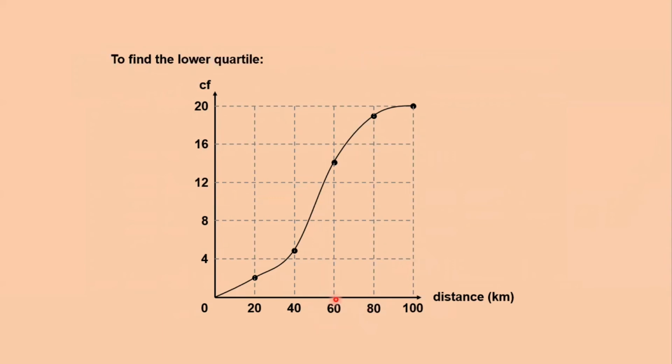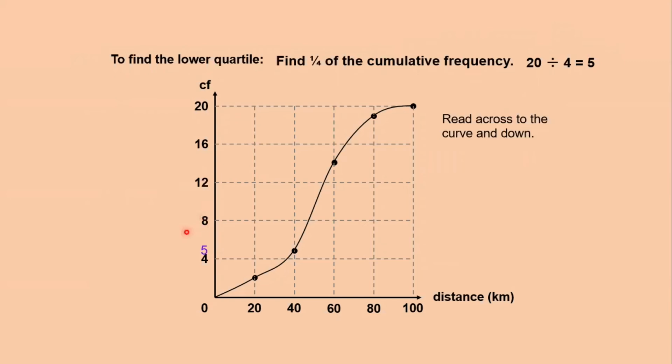Now, how do we find the lower quartile? We know it is 25%, so 1/4 of the cumulative frequency is your lower quartile. 1/4 of 20, that is 20 divided by 4, gives 5. We move to 5 on the y-axis, go across till we reach the graph, and then drop down. When we drop down, we find that it reaches 40. So the lower quartile here is 40.